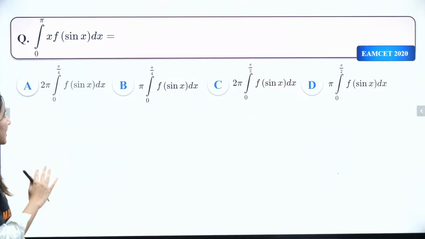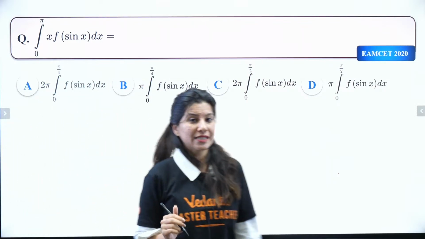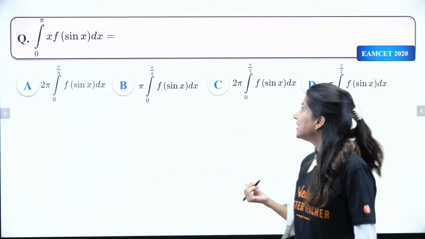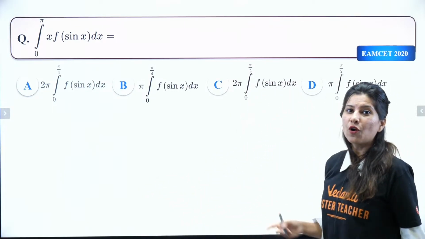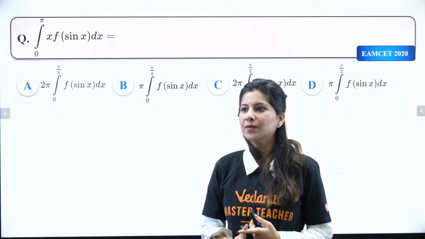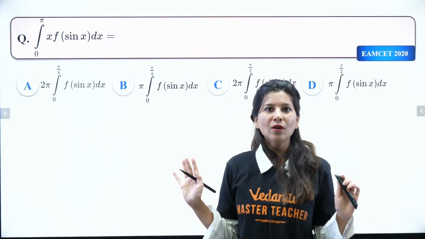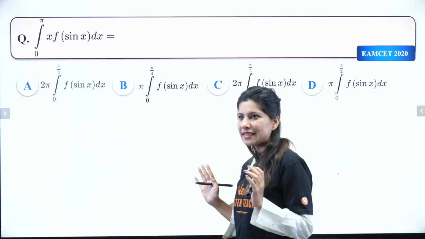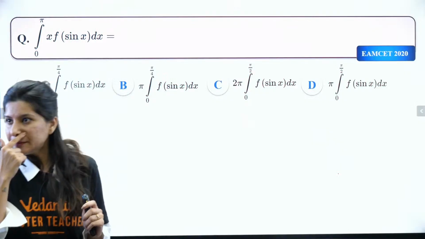Okay. All right. Let us now focus on this question which was there in EAMCET 2020, and this is from King's and Queen's property both. Shall we start solving questions from integration at least? Yes. Okay. Questions?